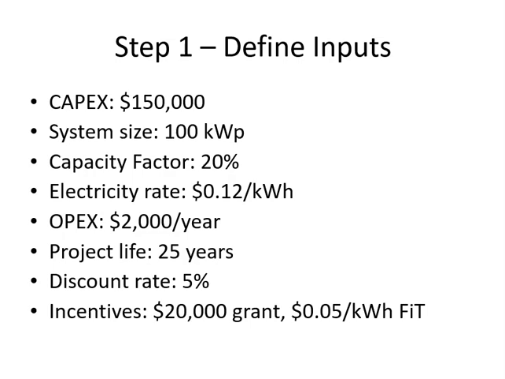The price is 12 cents per kilowatt-hour of electricity consumed, with $2,000 annual savings of operational expenditure, a 25-year lifespan, a 5% discount rate, plus a $20,000 grant from the government or the local municipality, and a feed-in tariff of 5 cents per kilowatt-hour. So let's go and do this calculation.